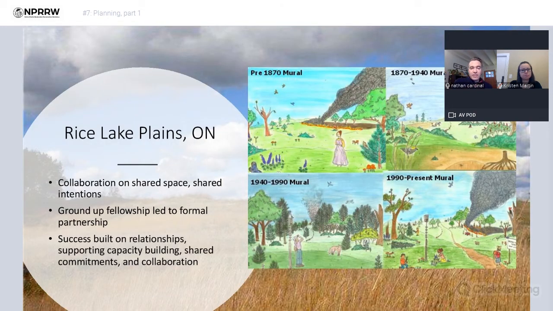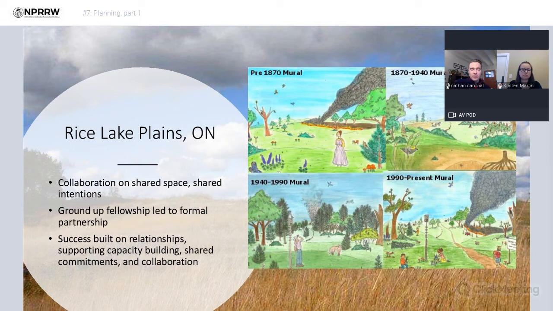Another project that NCC has been involved in for quite a number of years, in Southern Ontario, is working with others as part of the Rice Lake Plains Partnership to protect prairie ecosystems, only 2% of which remain in Ontario, and what's left is really badly fragmented and inundated with invasive species.